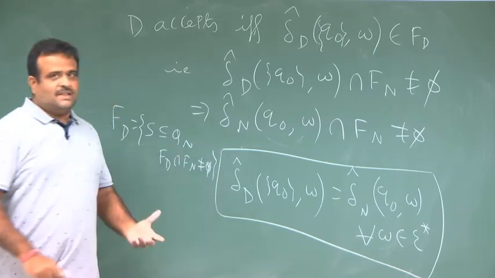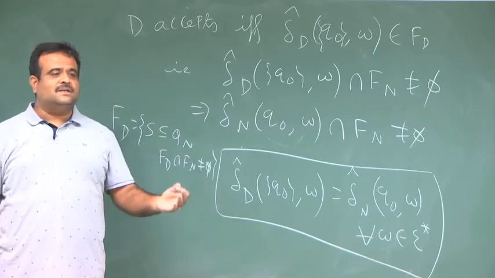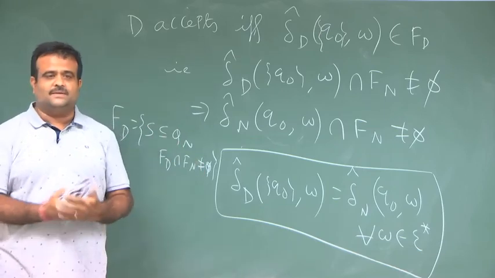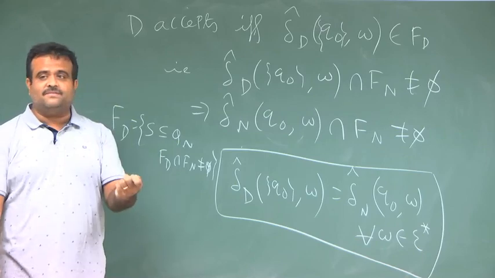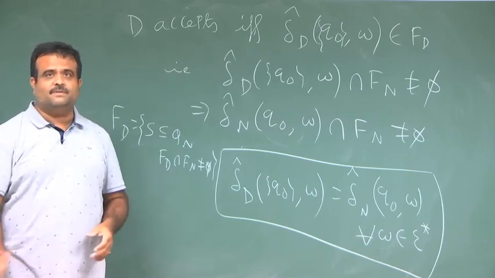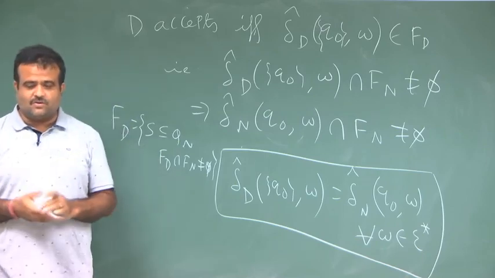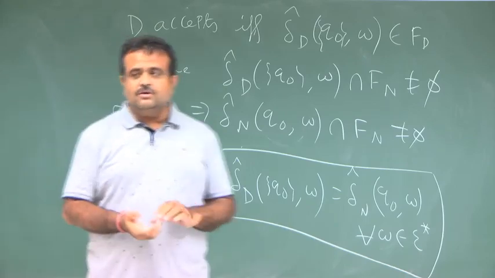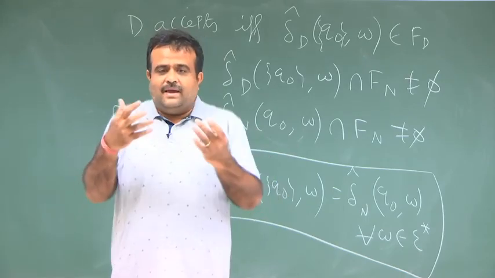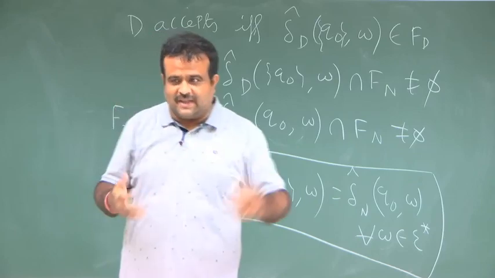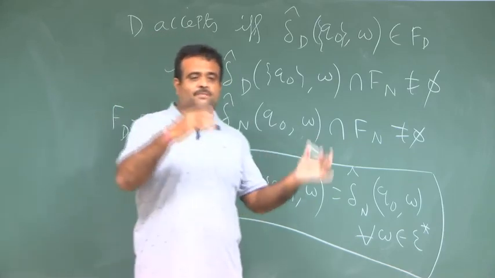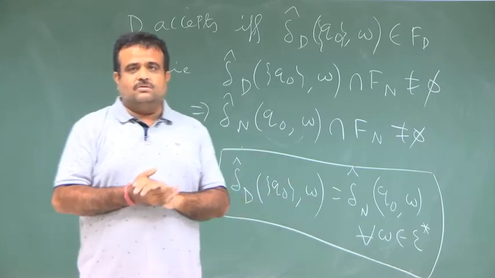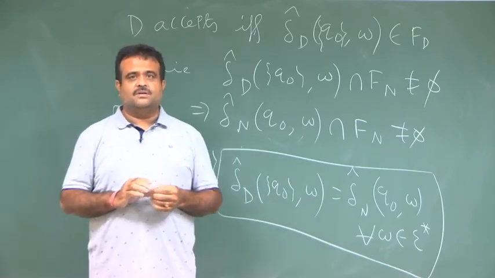So, this is the equivalence. If a string is accepted by a DFA, the same string will be accepted by the corresponding NFA. So, to show a language is regular or not, we just need to have an NFA which is accepting it, because we know that once we have an NFA we can have a corresponding DFA accepting the same language. So, we will talk about more in detail. Thank you.